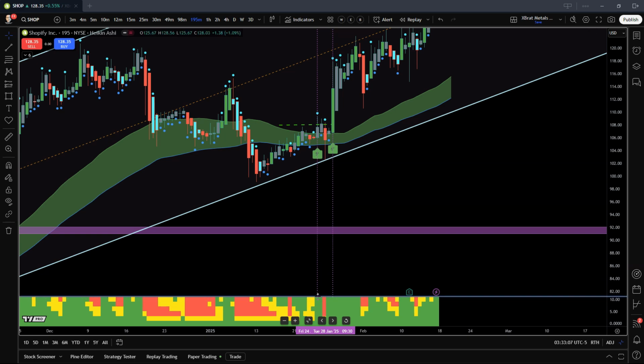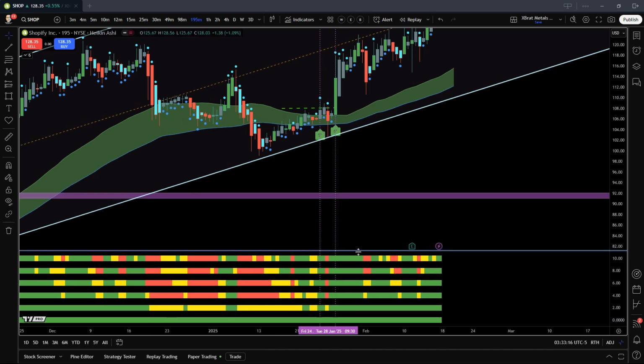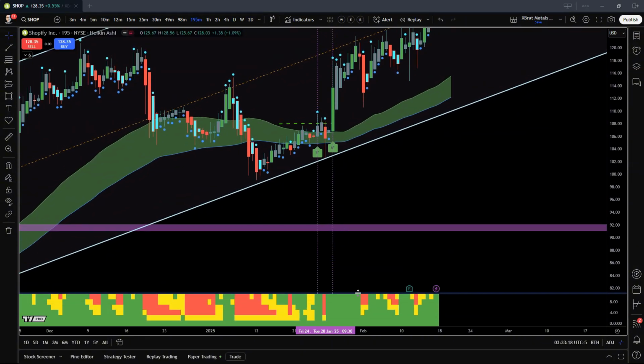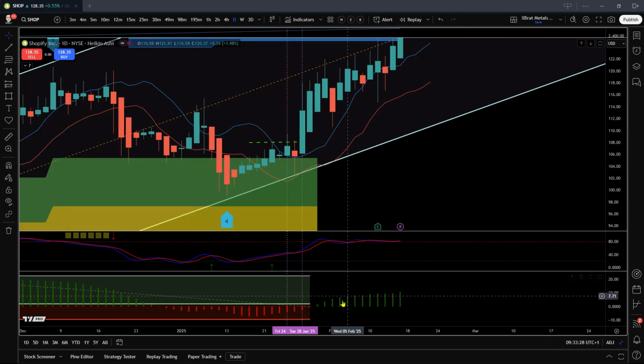Also, we look down at the bottom here. This is our bias depth heat map. It's on the swing trading setting. All 6 time frames are green. If I just extend it a little bit, all 6 time frames are green. So 6 time frames higher than this time frame are all bullish, going long. Another confluence.